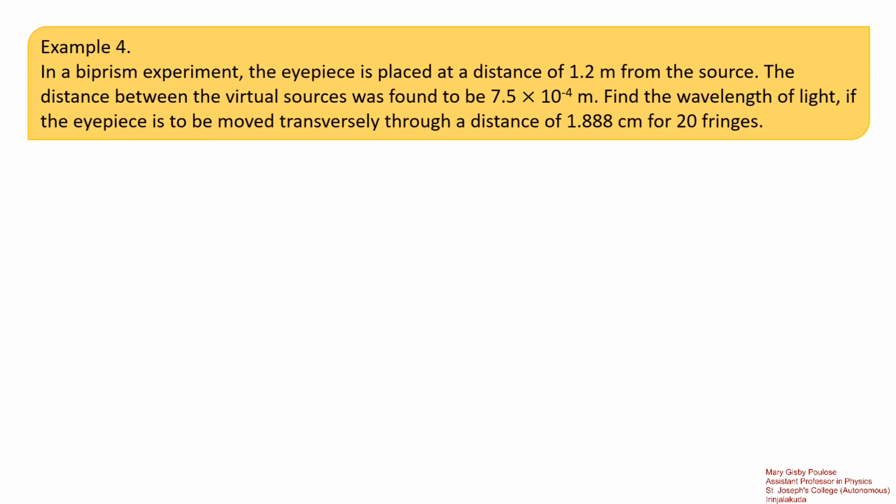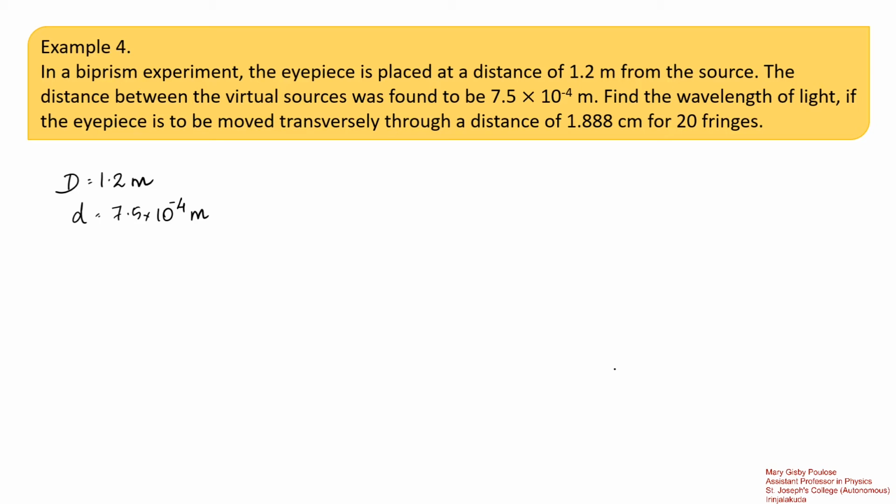In the next example, we have the biprism experiment. Here in a biprism experiment, the eyepiece is placed at a distance of 1.2 meters from the source. So the distance from the eyepiece to the source is capital D, given as 1.2 meters. The distance between the virtual sources was found to be 7.5 into 10 raised to minus 4 meters. Again, small d is given as 7.5 into 10 raised to minus 4 meters. All are in SI units itself.